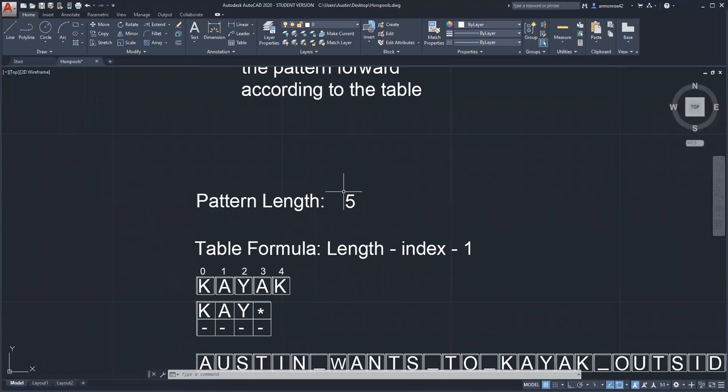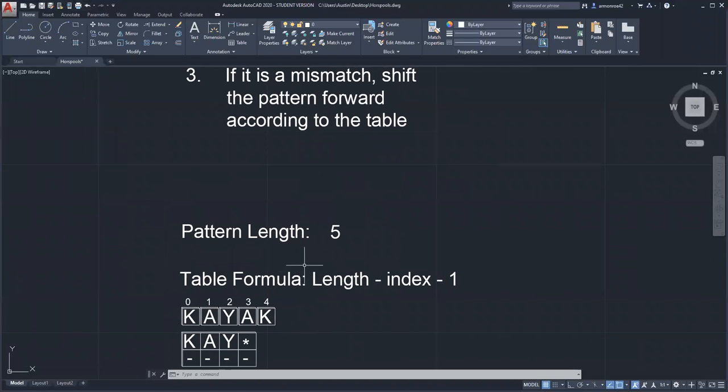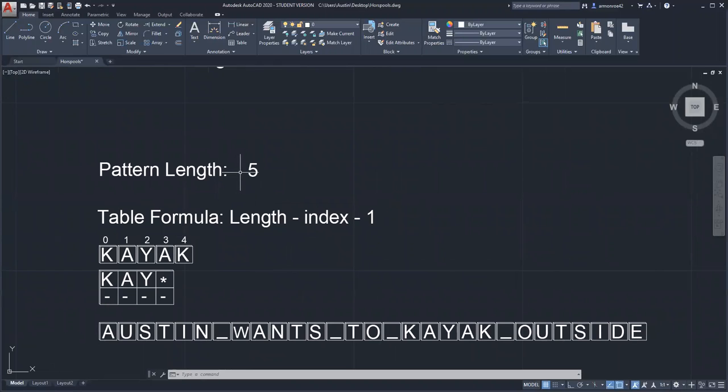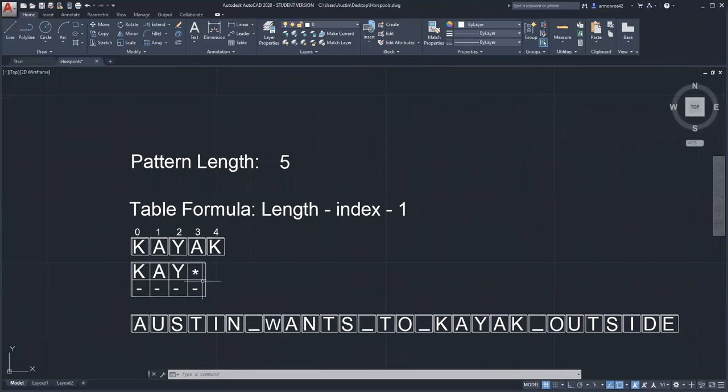So for this example, we're going to be using the pattern kayak, and we're going to be using the text, Austin wants to kayak outside. So to fill out the bad match table, we're going to take the length minus the index of the value that we're looking at in our pattern minus one, and that will be our value for that element of the table. So first, we're going to look at the K starting kayak.